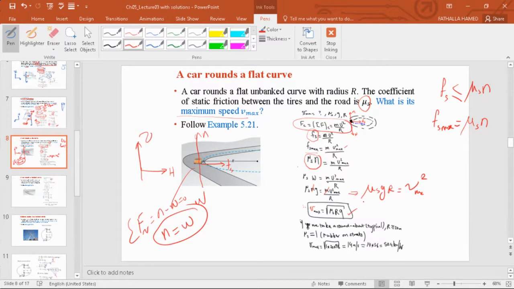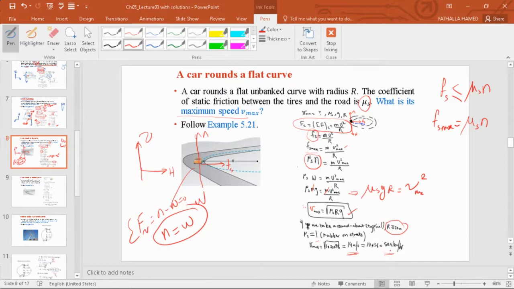Now, if you, for example, take a roundabout where the radius is about 20 meters, and we'll take a mu s of 1, which should be the maximum for rubber on the street. You do that, you'll get about 14 meters per second, which is 50.4 kilometers per hour. And in Al-Ain here we have lots of roundabouts, and that's why they tell you not to exceed this speed in the roundabout, because the car will slide if you do that.